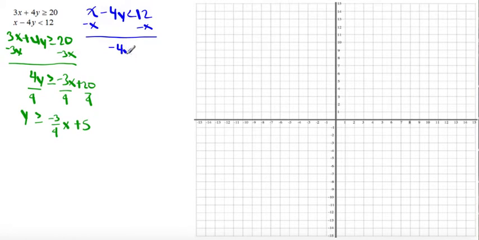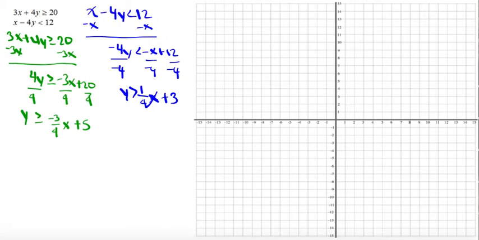I have negative 4y is less than negative x plus 12. I have to get y by itself, so divide everything by negative 4. Since I divided by a negative, my inequality symbol flips to greater than, and then I have negative x divided by negative 4, which is positive 1/4 x, and 12 divided by negative 4 is negative 3.